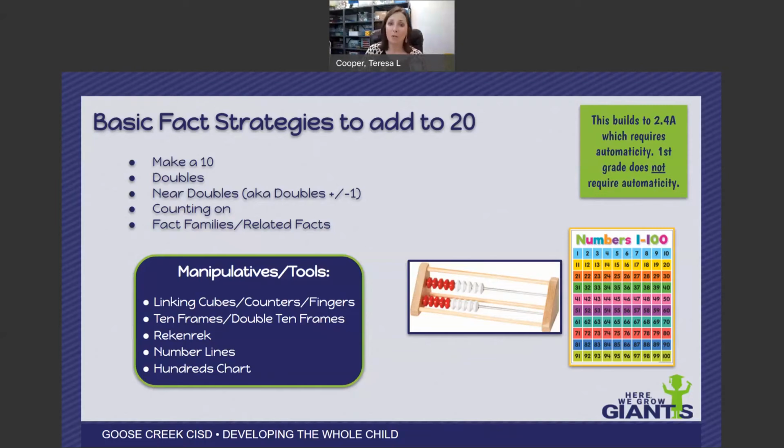So the make a 10 that we just talked about, all the ways to make a 10. Doubles, we want our kids to know that 3 plus 3 is 6, 4 plus 4 is 8, 2 plus 2 is 4.